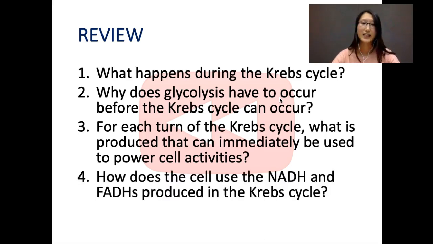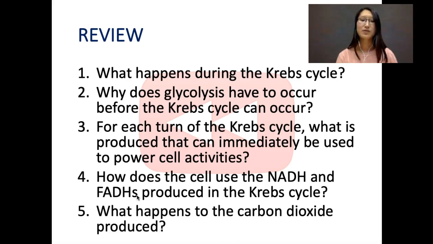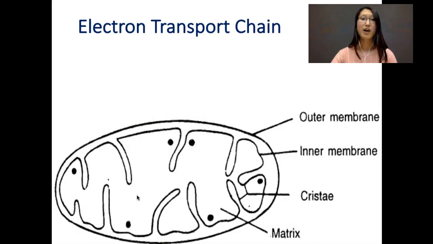Always, always, always ATP. How does the cell use NADH and FADH2 produced in the Krebs cycle? They go to the electron transport chain. They're electron carriers, they carry the electrons to the electron transport chain. What happens to the carbon dioxides that are produced? You breathe them out.